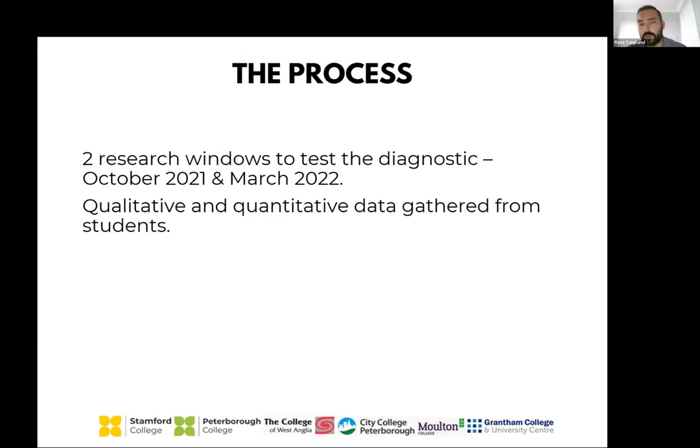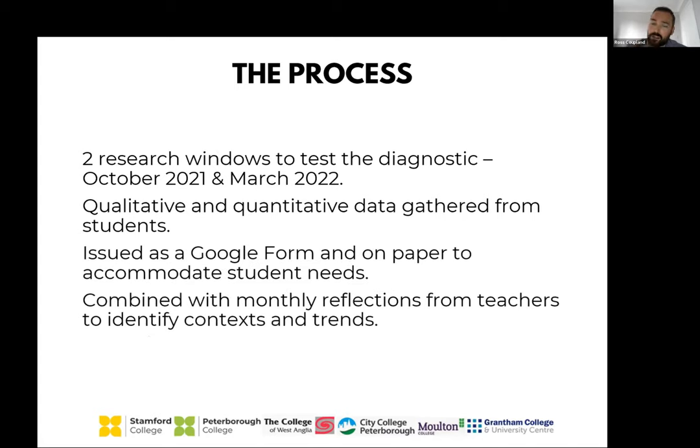So what did we do? We set up two research windows to actually test this diagnostic activity. One was quite early in October, and the other one was towards the end of the program in March. We were able to gather data from our students, and we issued a student survey in the form of a Google form, but also on paper to try and maximize that student involvement and engagement. So we made it as accessible as possible.